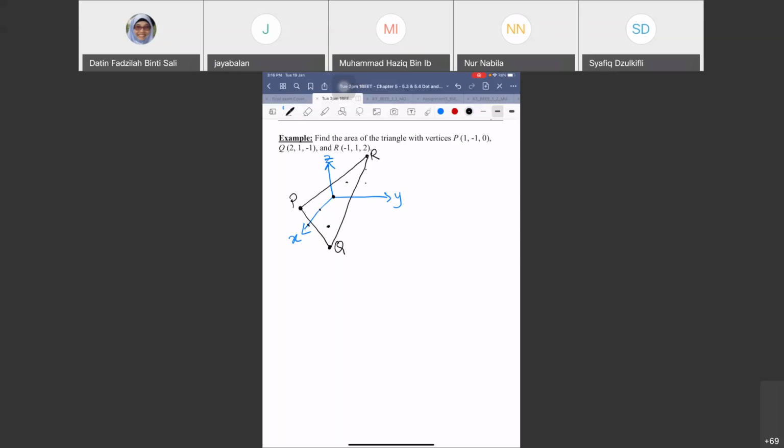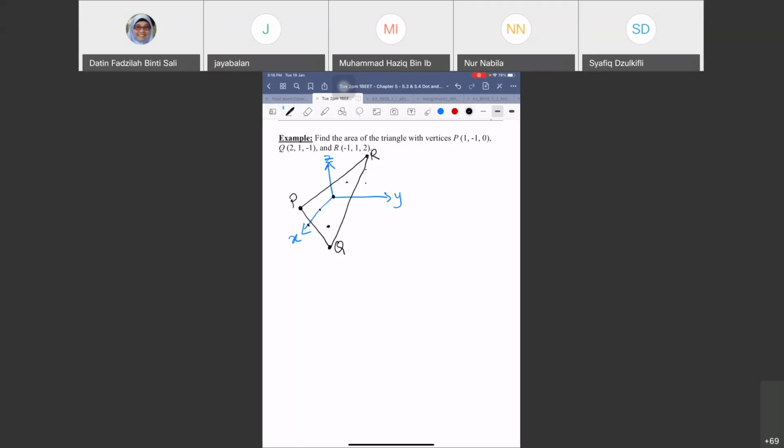So we want the area, but this time it is the area of a triangle. What we have learned just now is that the area of a triangle is half of the area of a parallelogram. So that means we are using the concept of the cross product between two vectors. You have 3 points that connect a triangle.